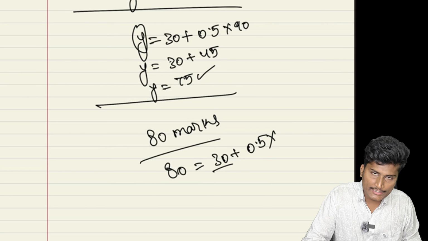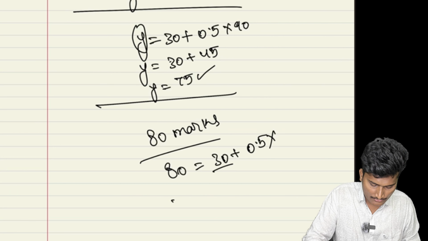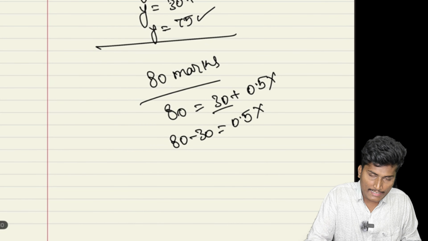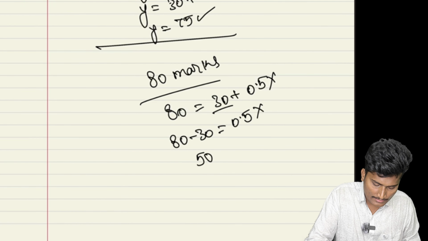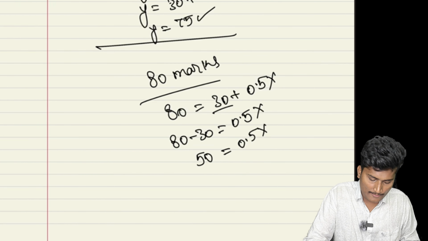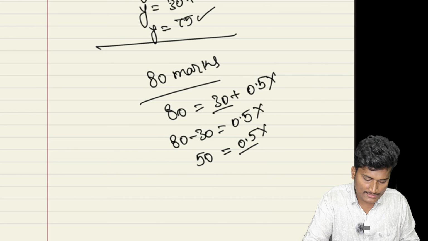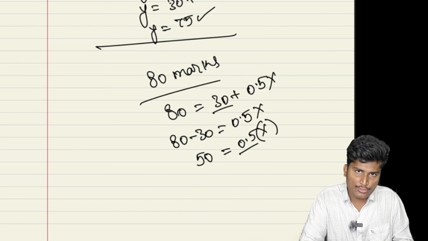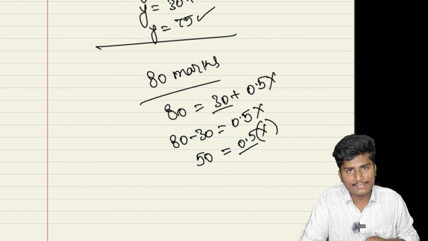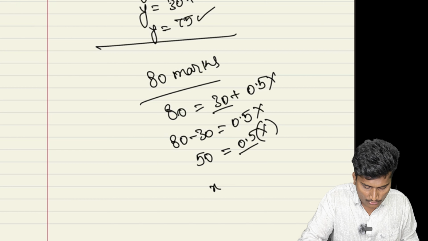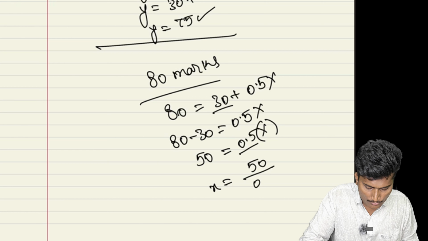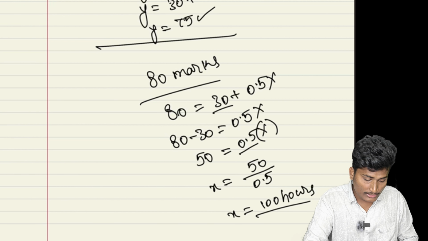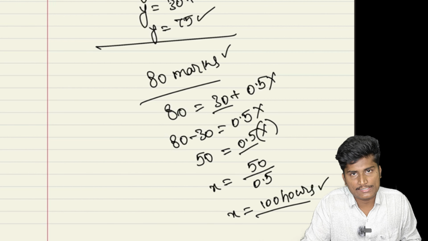Now this 30, you need to bring this 30 to the left hand side of the equation. 80 minus 30 is equal to 0.5x. Then 80 minus 30 will be 50. That is equal to 0.5x. And here 0.5 is in multiplication. And if you send that 0.5 to the left hand side, then it will be in division. So x is equal to 50 divided by 0.5. So x will be 100 hours. So to get 80 marks, you need to study for 100 hours.